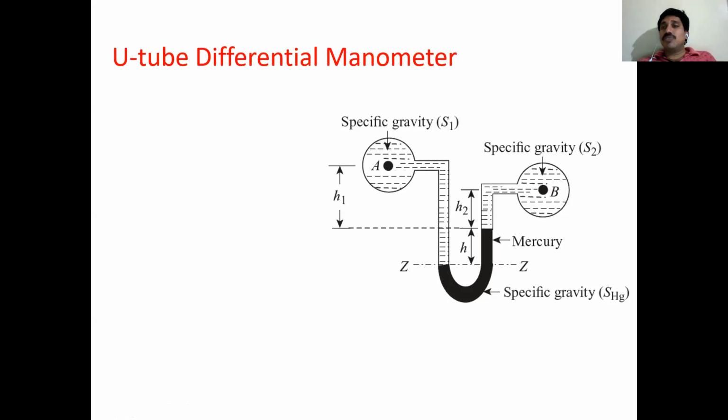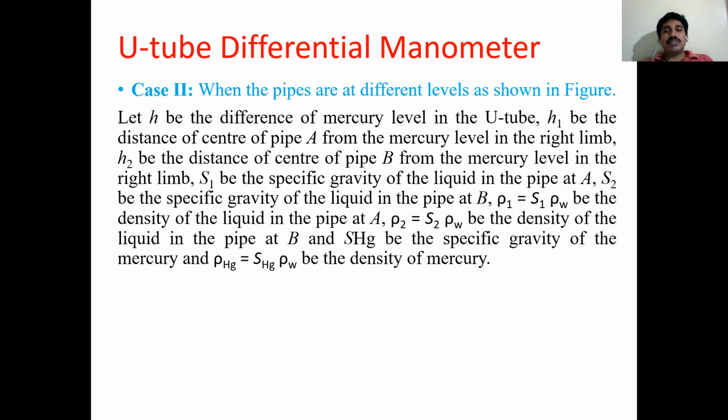S1 is the specific gravity of the liquid in pipeline A. S2 is the specific gravity of the liquid in pipeline B. Sometimes in problems we may get the same fluid, but here I have changed the fluid. In the previous diagram I maintained the same fluids in pipelines A and B, but in this diagram I changed to two different liquids in pipelines A and B. SHG is the specific gravity of mercury. ZZ is the datum level.